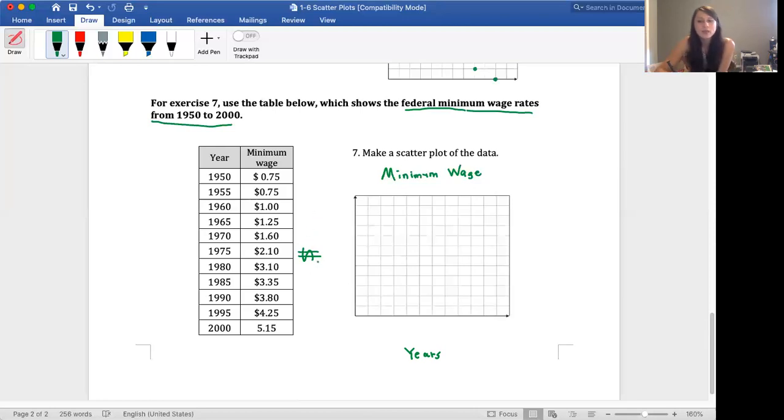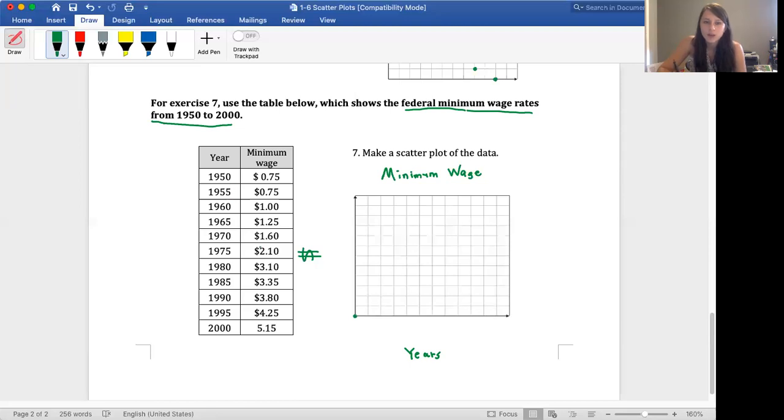And now we have to decide, okay, how are we going to space out our graph so that we can fit all this information on there? Now, up until this point, we've been counting up from 0, 0 here to like 1, going up by ones.